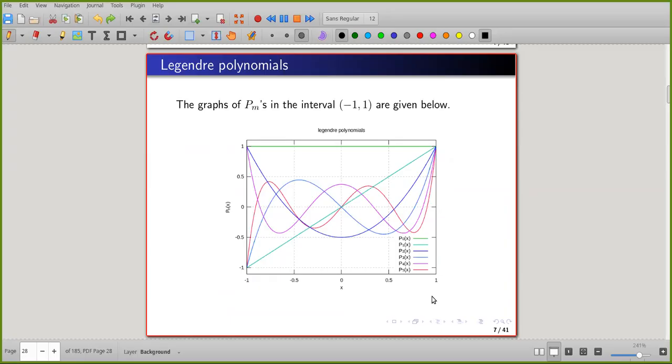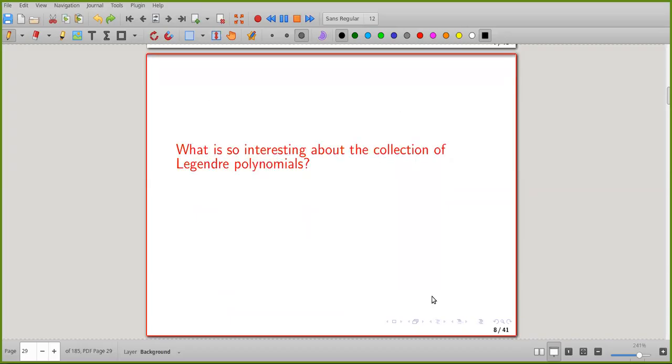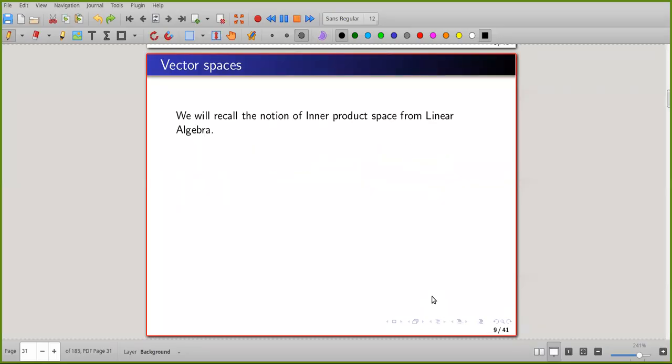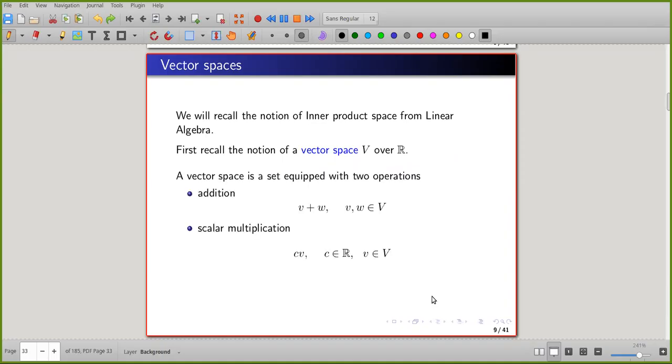Okay, so let's go ahead. What is so interesting about the collection of Legendre polynomials? To answer this question, we need some linear algebra. Let me begin by recalling what vector spaces are. We recall the notion of inner product space from linear algebra. First recall the notion of a vector space V over R. We will concern ourselves with the underlying field being the real numbers.